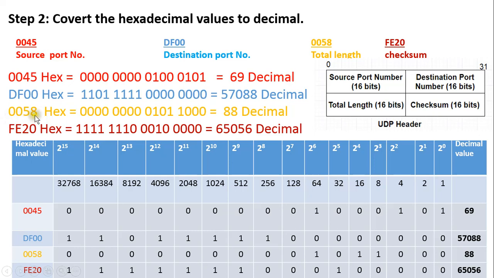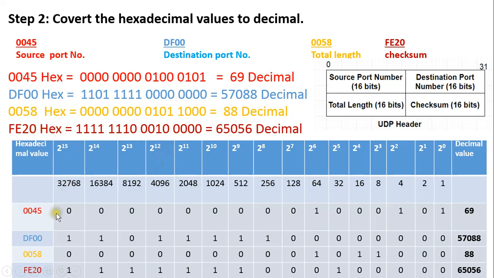Now 0058 in hex is converted to binary as 0000 for this 0, next 0000 for 0 hex, 0101 for hexadecimal 5, 1000 for hexadecimal 8, and FE20 in hexadecimal is converted to binary as 1111 for hexadecimal F, 1110 for hexadecimal E, 0010 for hexadecimal 2, 0000 for hexadecimal 0 digit.